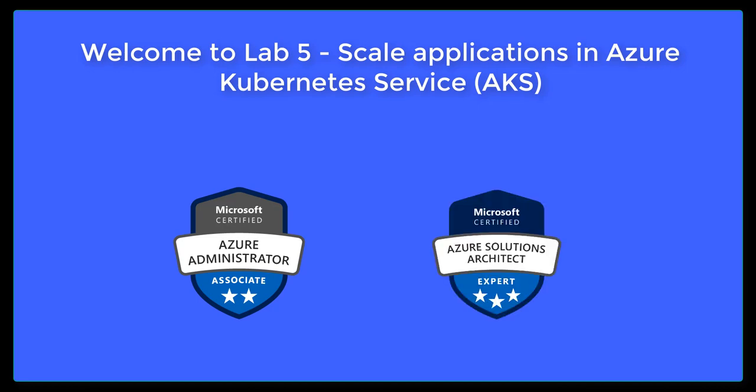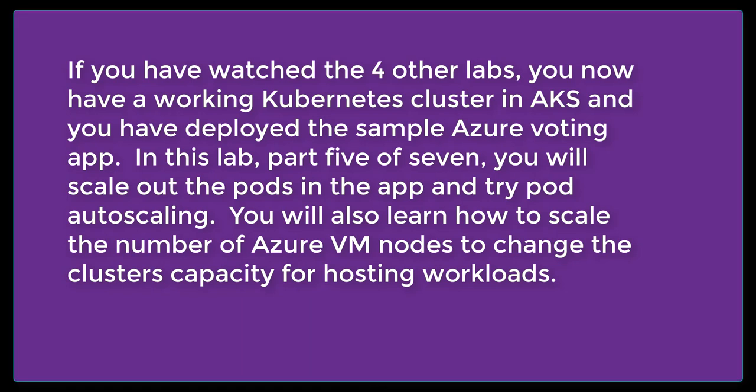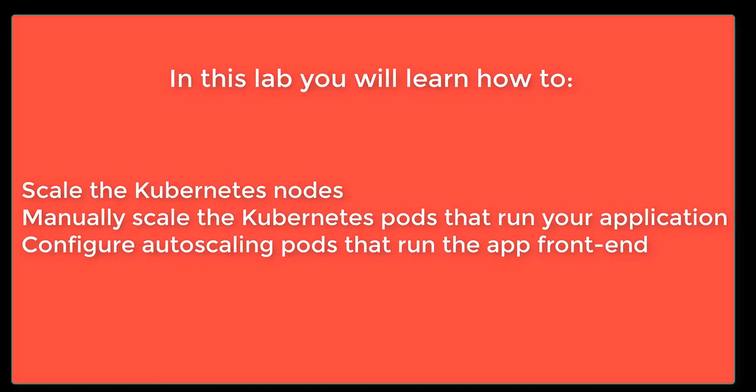I'm an Azure Administrator, as well as an Azure Solutions Architect. If you have watched the 4 other labs, you now have a working Kubernetes cluster in AKS, and you have deployed the sample Azure voting app. In this lab, part 5 of 7, you will scale out the pods in the app and try pod auto-scaling. You'll also learn how to scale the number of Azure VM nodes to change the cluster's capacity for hosting workloads. In this lab, you will learn how to scale the Kubernetes nodes, manually scale the Kubernetes pods that run your application, and configure auto-scaling pods that run the app front end.